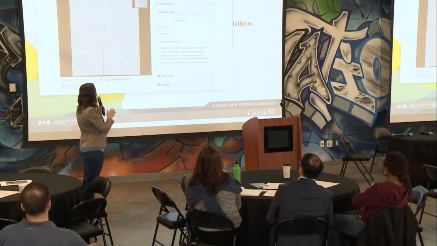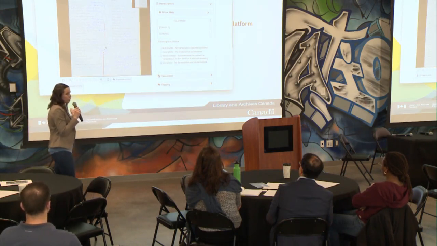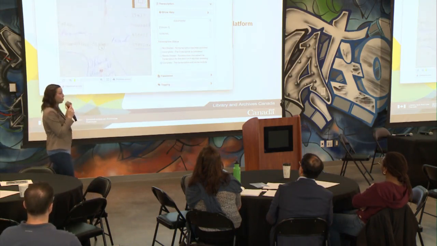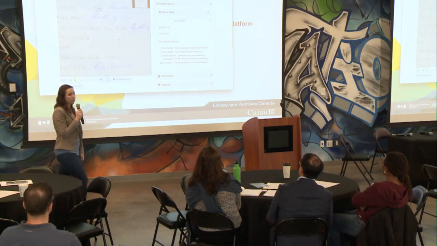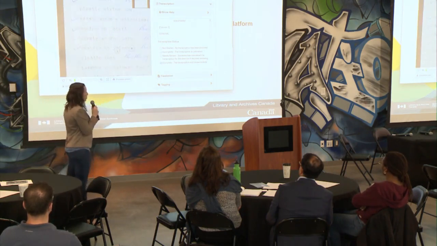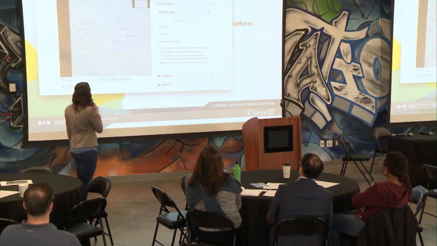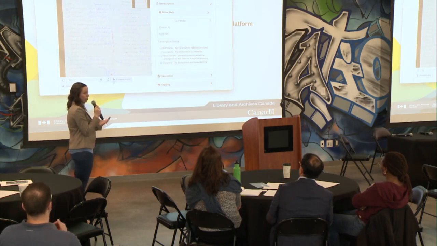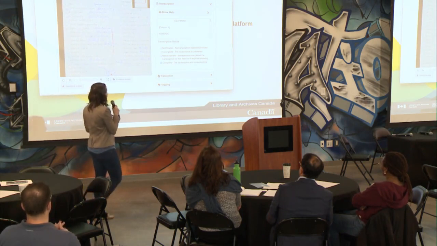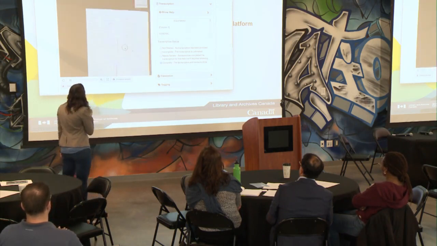Then they're brought to this screen. On the left-hand side, they see what we call the harmonized viewer. This viewer allows for deep zoom. It doesn't change the resolution of the image, but our images are put online at a pretty decent resolution, and it's useful to be able to manipulate that image on screen while you're transcribing it or looking at maybe individuals in a photograph.